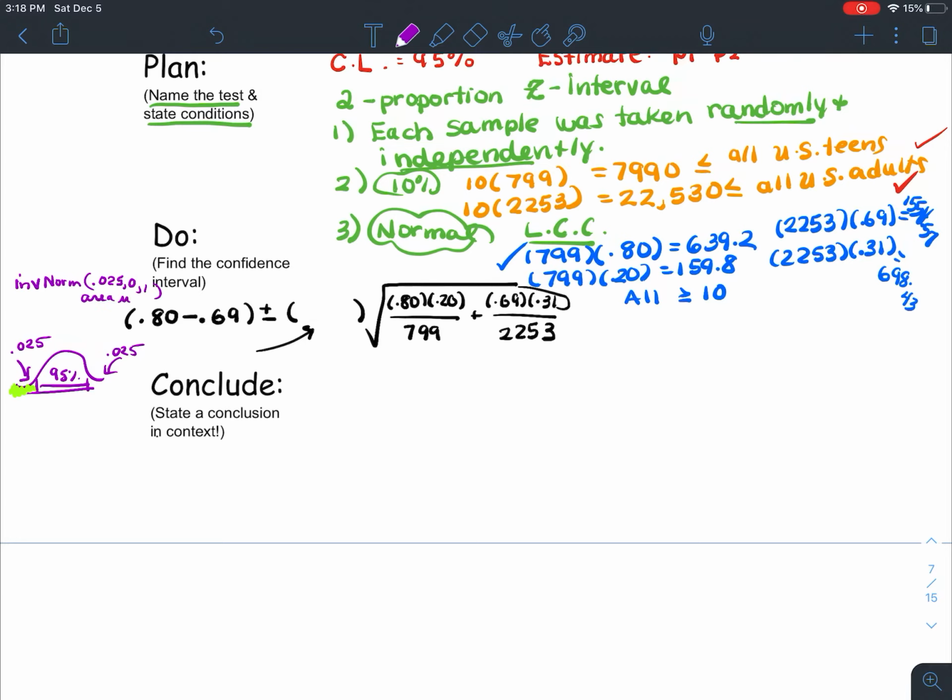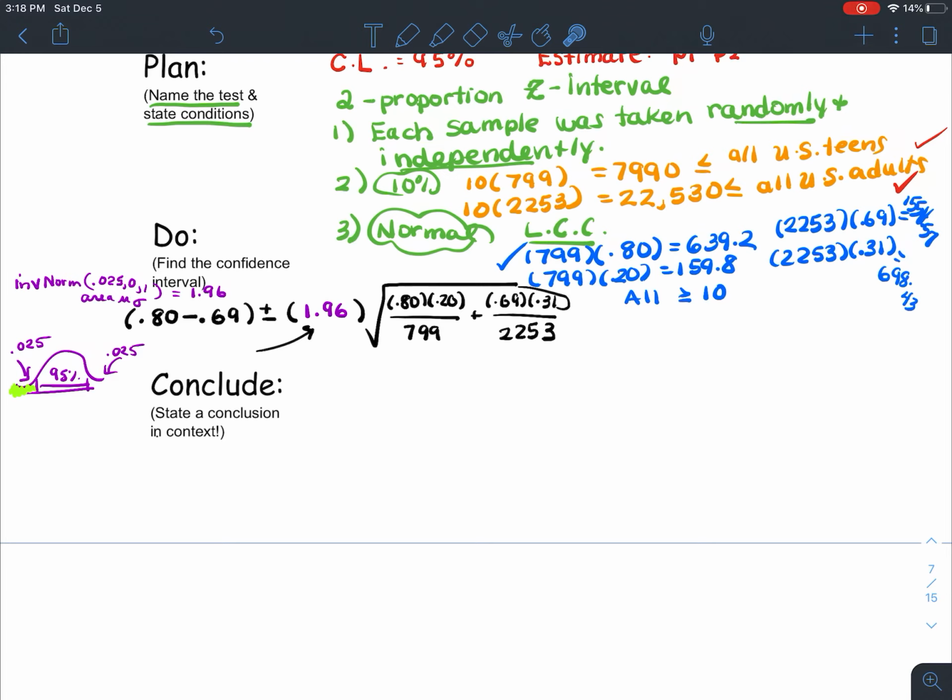So I'm going to put 0.025, 0, and 1. That's my area, mean, standard deviation. That comes out to 1.96. So that's what I'm using as my z-score. Obviously you would type this in twice, once with addition, once with subtraction, and that would give you the two endpoints of your confidence interval.